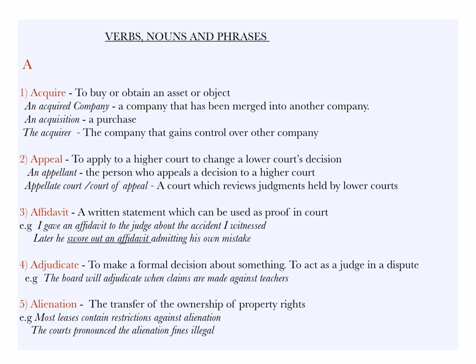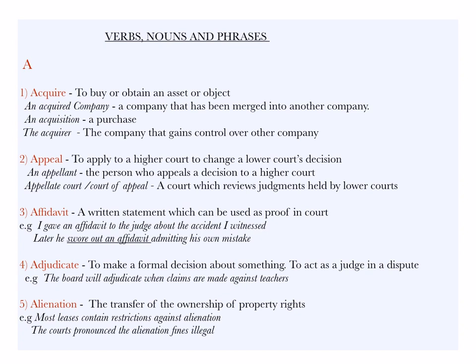Appeal. This word comes from apply, which basically means to apply to a higher court to change a lower court's decision. An appellant is the person who appeals a decision to a higher court. And an appellate court, also known as Court of Appeal, is a court which reviews judgments held by lower courts.